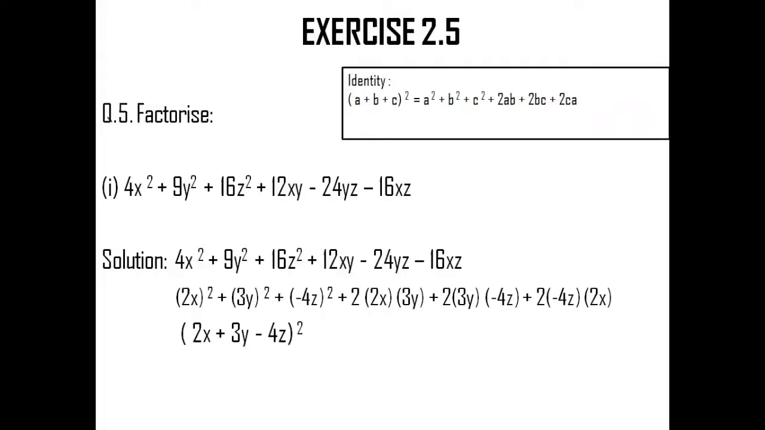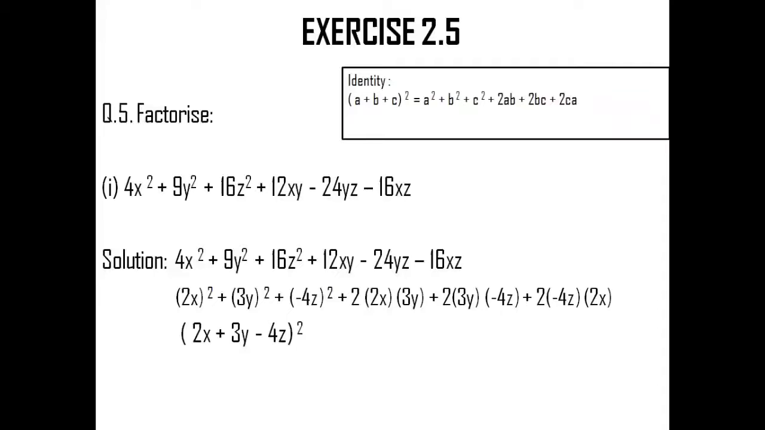2x square is 4x square. 3y the whole square is 9y square. Minus 4z the whole square is 16z square. Now plus 2 2s are 4, 4 3s are 12xy. Yes, plus 12xy. Plus 2 3s are 6, 6 4s are 24. Minus 24yz. Yes, we are supposed to get minus 24yz. Plus 2 4s are 8. 2 into minus 4, minus 8. Minus 8 into 2, minus 16. Yes, minus 16xz.